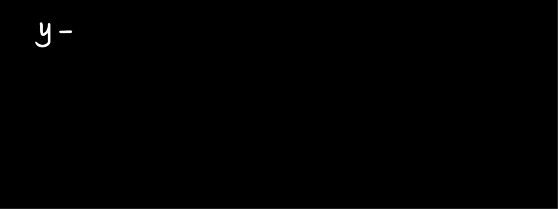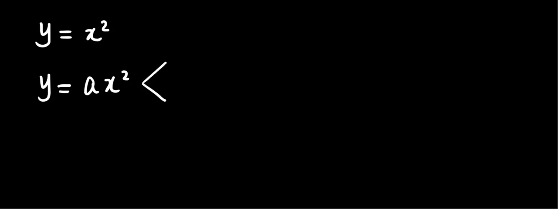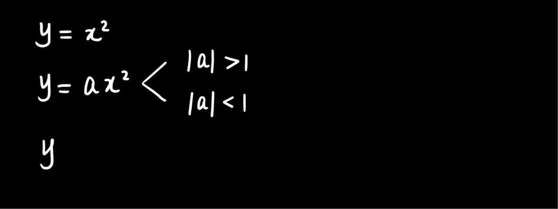I'm going to show you how to graph y equals x squared, which is the parent function of our quadratic function. And then we start to learn how to graph y equals ax squared, where a is a number. Two situations. Situation 1, the absolute value of a is greater than 1. Situation 2, the absolute value of a is less than 1. Then I'm going to show you how to graph y equals x squared plus c.